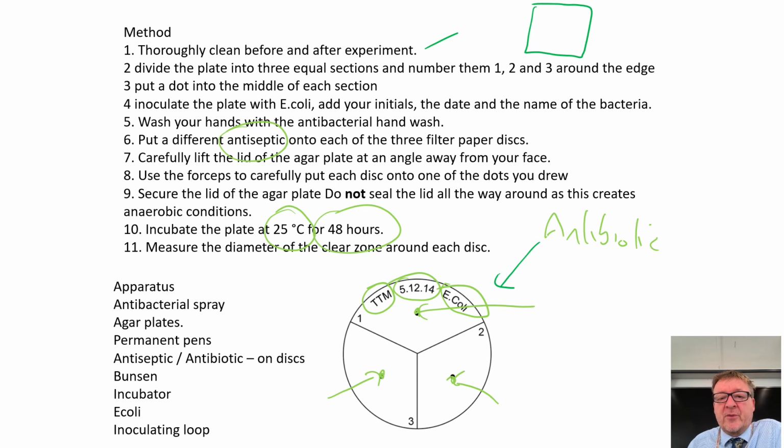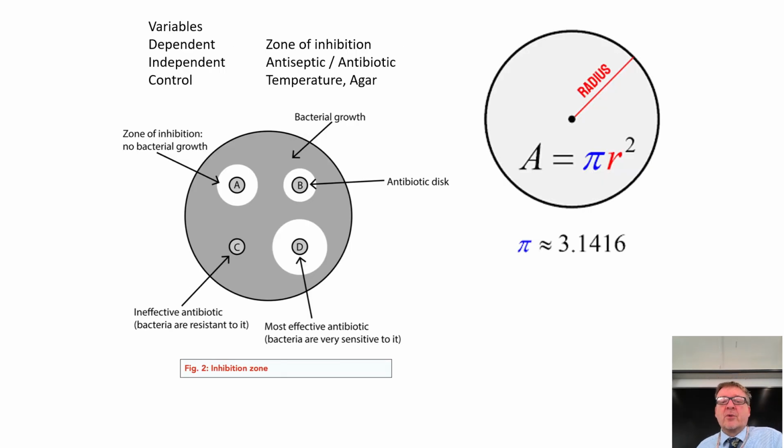So I'll just go through what that means. This has got 4 individual things on it. What you've got at D there is an antibiotic or an antiseptic. Around the outside there's a circle. That circle is called the zone of inhibition. It's where the bacteria can't grow.